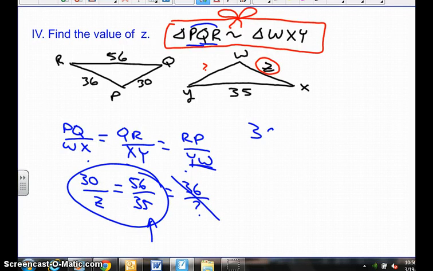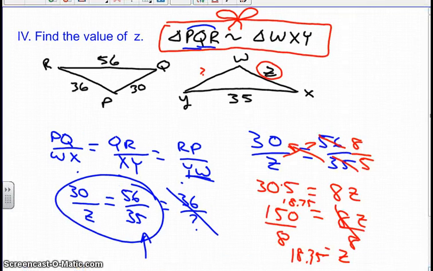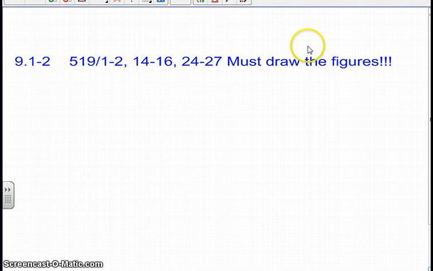So let's bring it over here. 30 over Z equals 56 over 35. And what did you do to solve that? I'm going to pause this and you can come back and see. So the class decided to simplify the fraction that was here, dividing both by 7, and then cross products property led us to 18.75. Very good. And there you go.